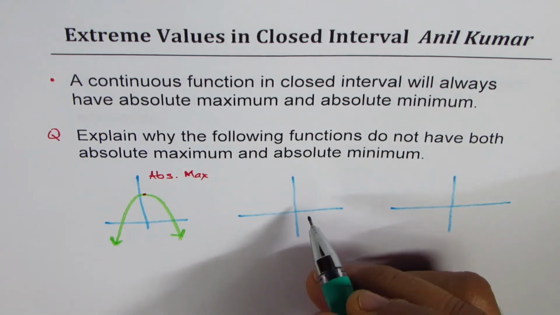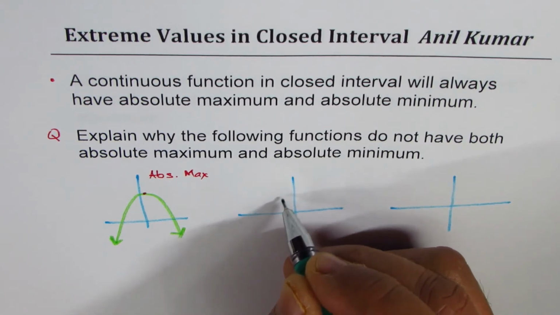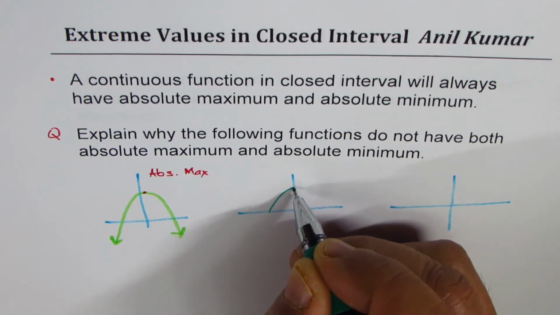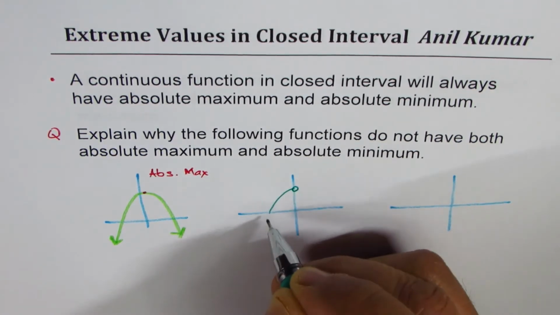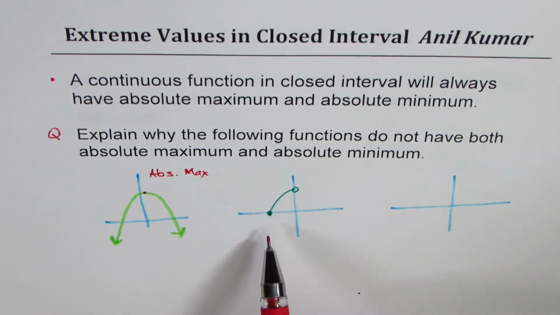Now let's take another example here, and let's take this function which is kind of like this, and this time I'll make a hole here, right? And this is a fixed point. Now in this function, what do we have? Do we have both absolute maximum and minimum? You need to answer this question.